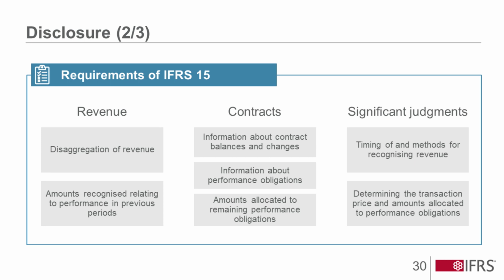First is disaggregation of revenue. This is something that users told us is very important. So IFRS 15 requires an entity to disaggregate revenue into categories that depict how the nature, amount, timing, and uncertainty of revenue and cash flows are affected by economic factors. IFRS 15 includes some examples of the types of categories that may be appropriate, but the board intended entities to determine the type of category or categories that would be useful to users for their specific circumstances.